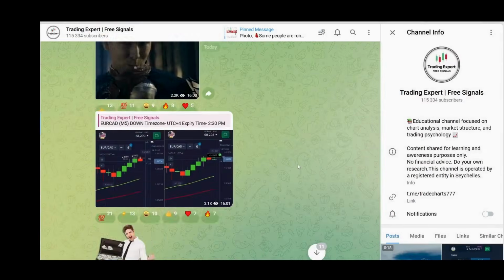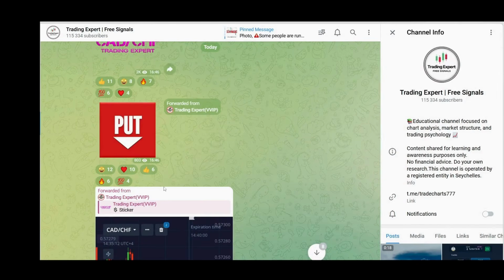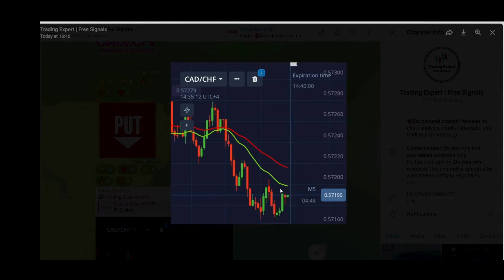Moving on to the next trade, which we provided on CADCHF for a downside move in the VIP group, the logic was based on a clear downtrend, the presence of a moving average, and a resistance level. Based on these factors, we gave a sell signal, and this trade was also a clean win.